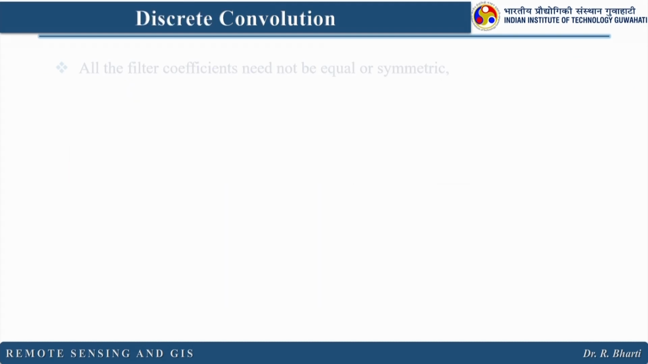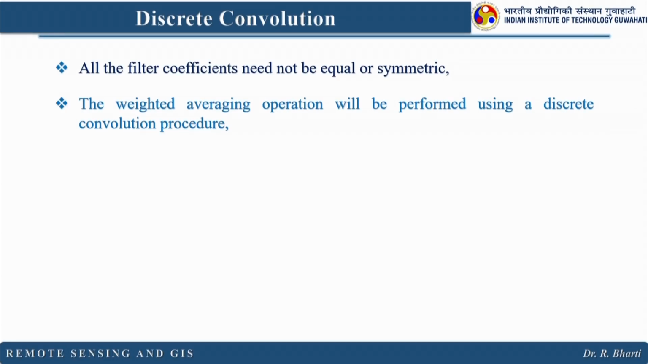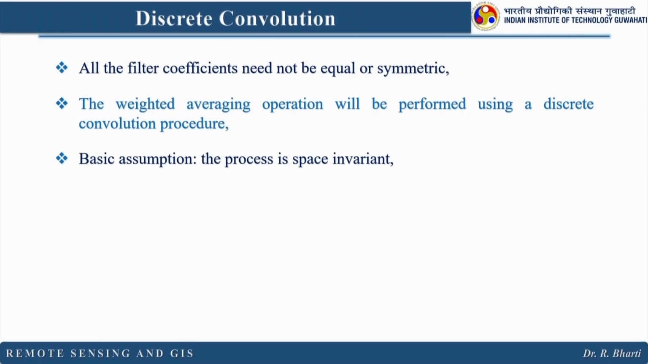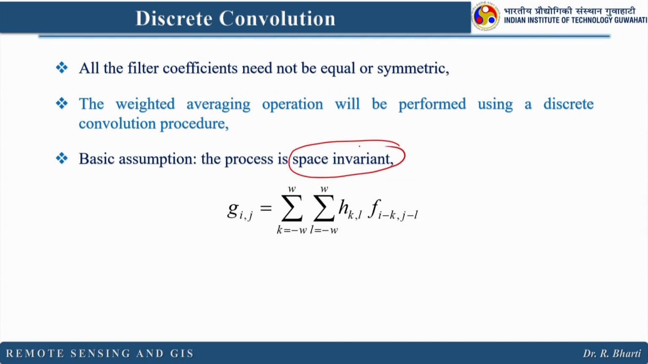Now, discrete convolution. So, all the filter coefficients need not be equal or symmetric. So, in the previous case, we have seen when we are using similar weightage for all the pixels, but here it need not be equal or symmetric. So, what we can do? We can change the weights. The weighted averaging operation will be performed using a discrete convolution procedure. So, how we will do that? So, the basic assumption is the process is space invariant. So, this is very important, space invariant.